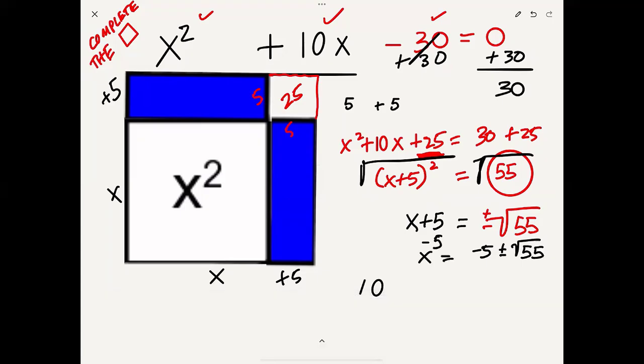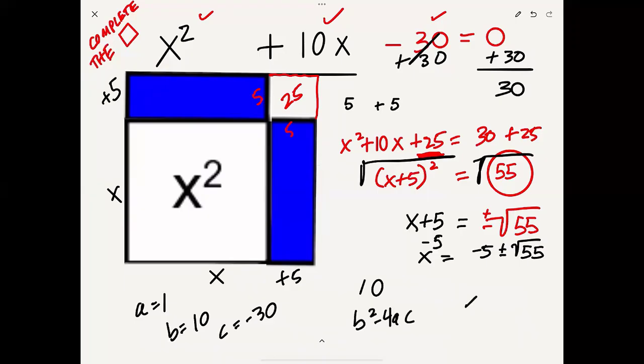Now, if you went a equals 1, b equals 10, c equals negative 30, and then you did the b squared minus 4ac, and then simplified that, guess what? This is what you're going to get. If you use the quadratic formula, this is what you should get, right? So completing the square will give you the same answer as using the quadratic formula. The only difference is that we're using the formula when we do the quadratic formula, but with completing the square, we're just taking the rectangle, splitting it in half, and trying to make a bigger square.